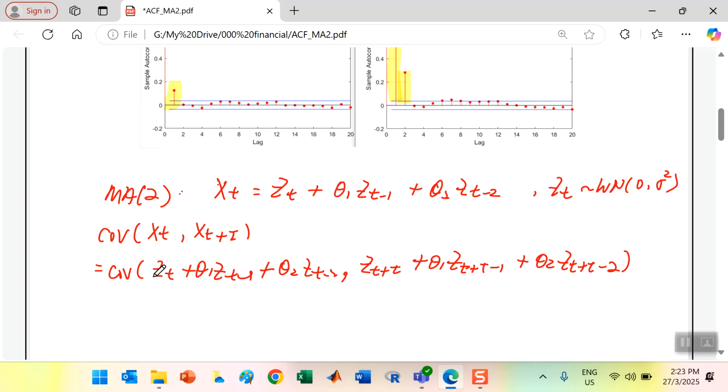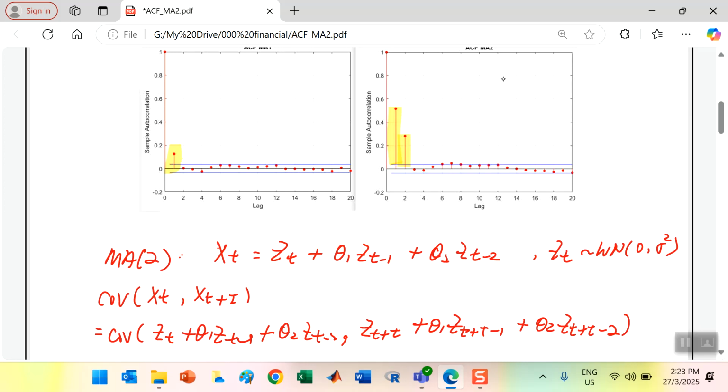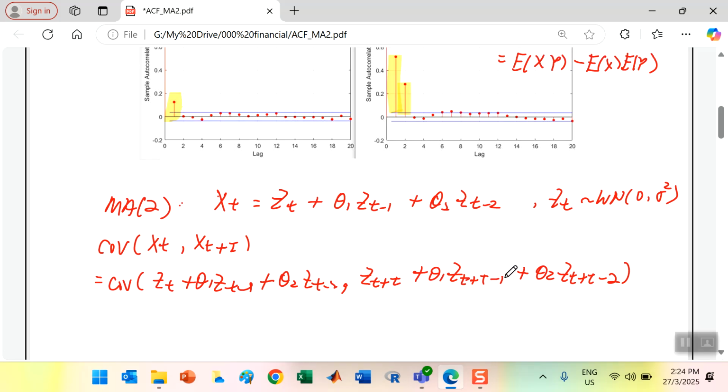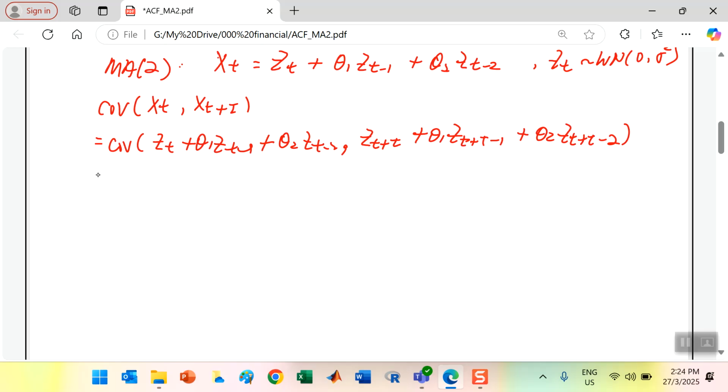In short, the covariance in expected value representation is E of XY minus the individual expected value of X times the individual expected value of Y. You do the same thing, with X representing this term and Y representing the X at lag tau term. So you have a linear combination of all the expected values. You're going to have many terms, basically 9 terms overall, so we can just write them down one by one.